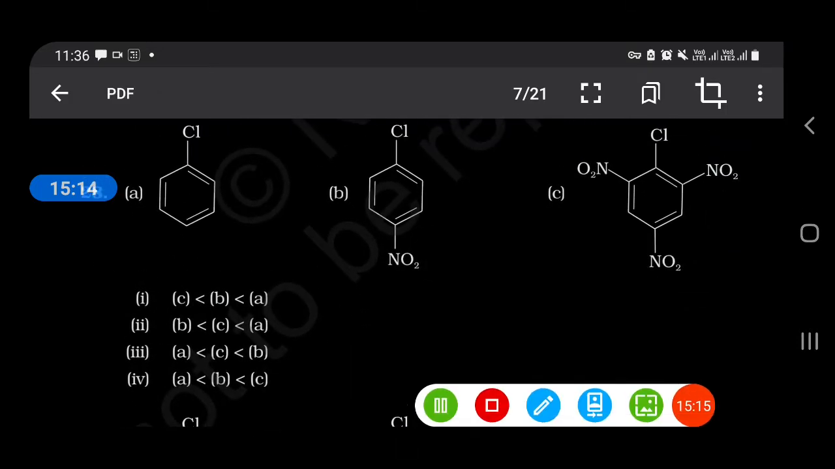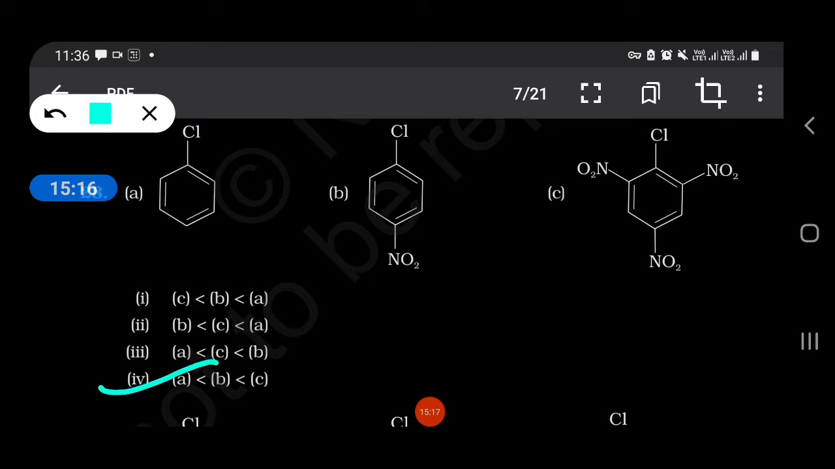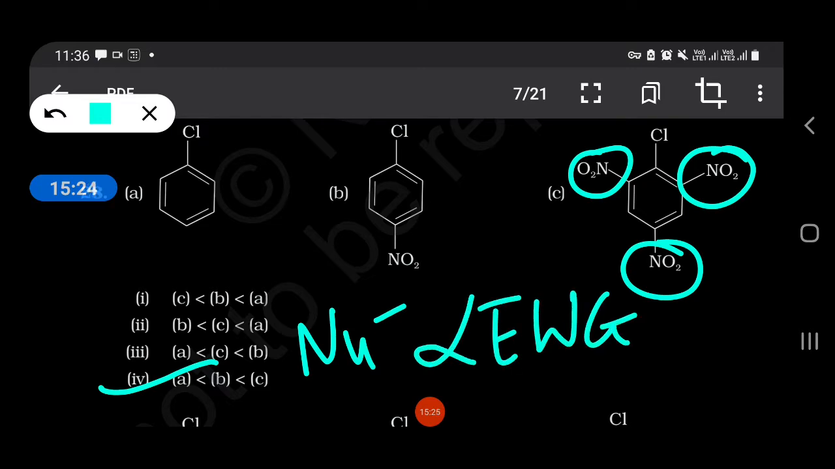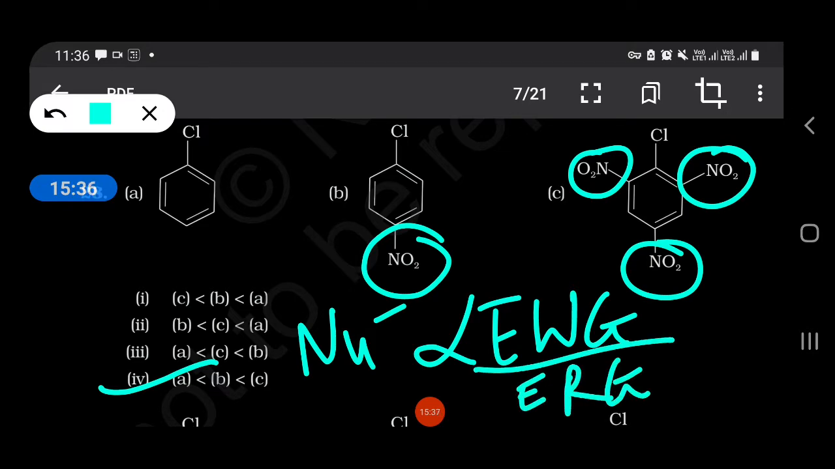So our answer is 28, 4, because here you can say NO2, NO2 and NO2. Nucleophilic reactions are directly proportional to electron withdrawing groups. So here you can see electron withdrawing groups, but in A no withdrawing groups are present. So our answer is electron withdrawing group, 4.